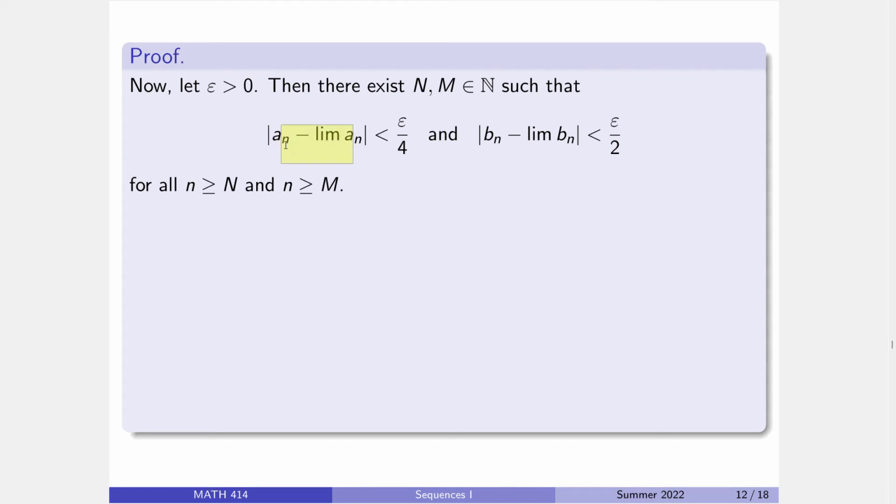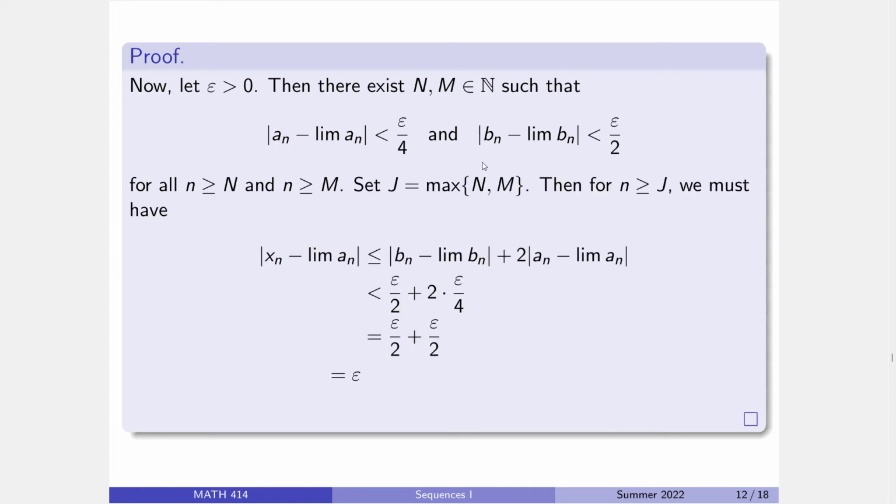But this one we're going to make less than epsilon over 4, and this one we're going to make less than epsilon over 2. And then do our... Oh, hey, why is that not aligned correctly? Let me fix that. And then our usual, take the maximum of these two things. Then for anything bigger than the max, n is bigger than n, and n is bigger than m, so this gets small, and so does that.